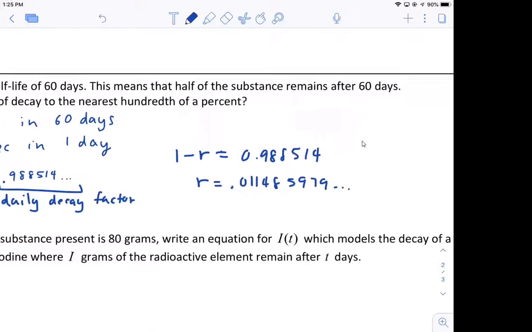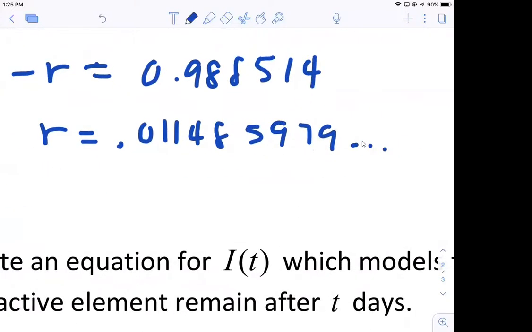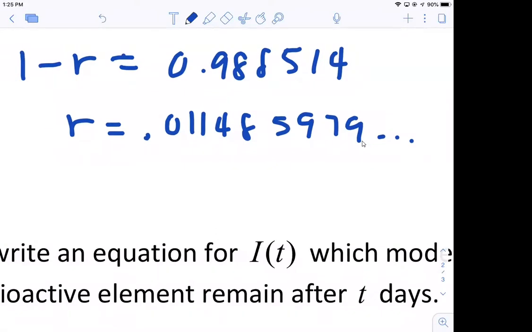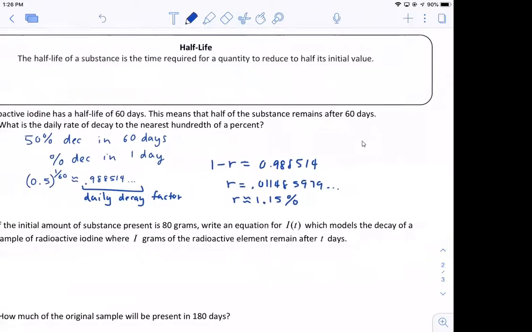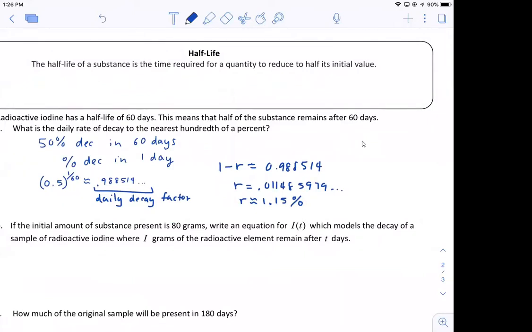So it asks for the nearest hundredth of a percent. Make sure you're not rounding this decimal to the nearest hundredth. You want the percent to the nearest hundredth. So changing this to a percentage, move the decimal 2 places to the right. That's 1.148, or 1.15 if we round. So the daily decay rate is 1.15%. We're losing 50% in 60 days. Each day, we lose 1.15%. All right, questions on that first part?